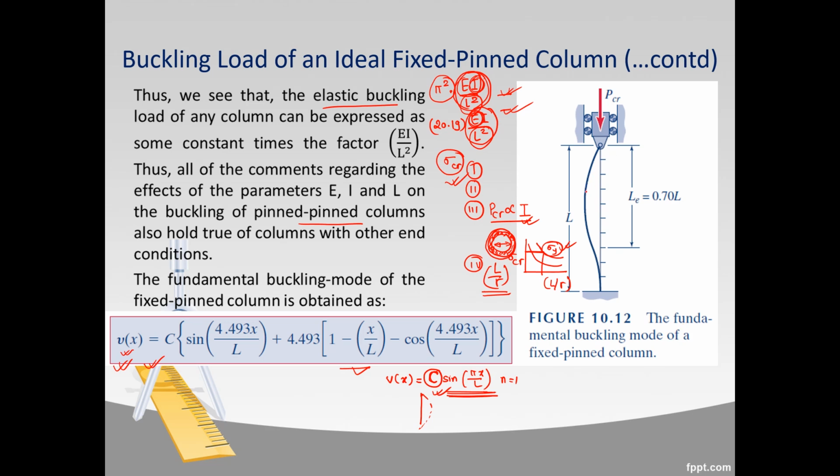So this is not a perfect sine curve, but there are some variations owing to the formula that we derived here. So here in this formula you can see that the effective length is equal to 0.70 L. This concept of effective length we will discuss in our upcoming lecture. So this is about the buckling load for an ideal fixed pin column.